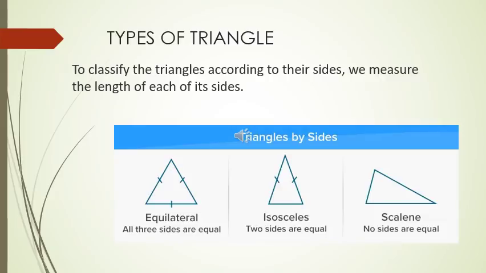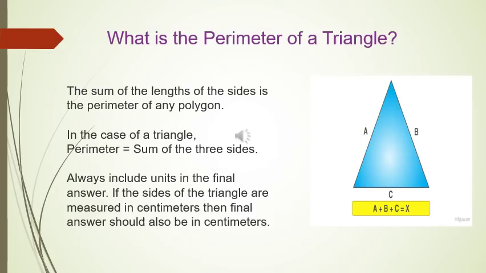Also, let us revise the three types of triangles we have already studied. These triangles are classified on the basis of the length of their sides. So if all three sides are equal, the triangle is called an equilateral triangle. If two sides are equal, it is called an isosceles triangle, and if no sides are equal, it is called a scalene triangle.